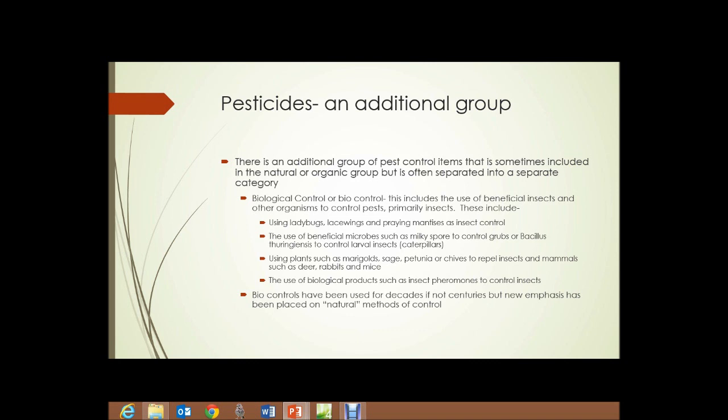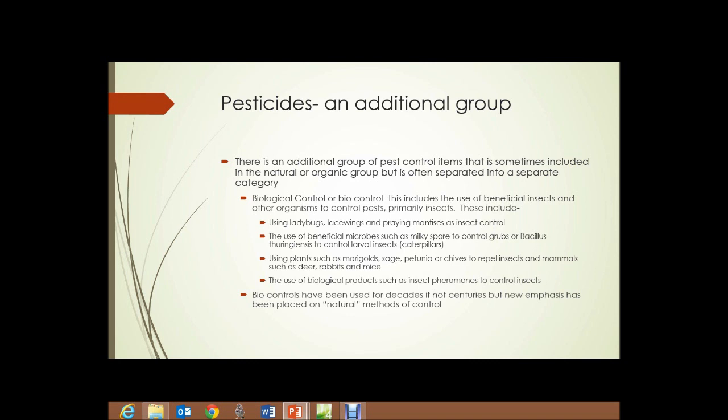Bacillus thuringiensis is used for control. Also includes using plants, such as marigold, sage, petunia, or chives, to repel insects and mammals such as deer, rabbits, and mice. The use of biological products, such as insect pheromones, to control insects also falls into this group.